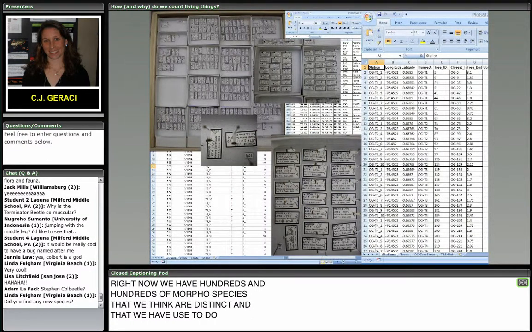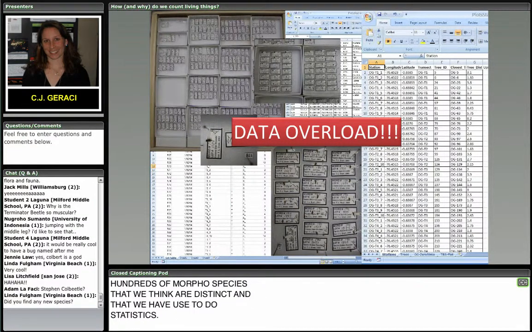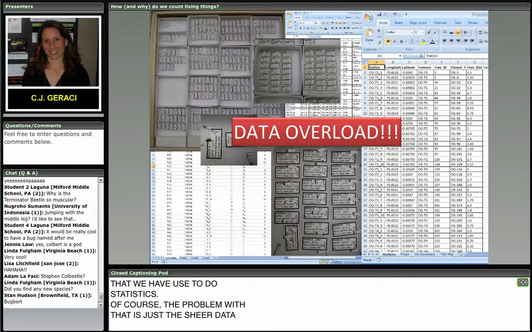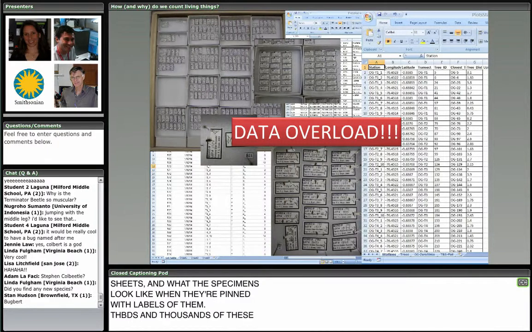Of course, the problem with that is just the sheer data overload. This is just a collection of snapshots from all the Excel spreadsheets that we had. These are what the specimens actually look like when they're pinned with labels on them. You can imagine thousands and thousands of these records and thousands of specimens all in drawers. What Michael's going to talk about next is how we took all of these different types of data and put them into a database that we are still finishing building, a geographic information systems database to organize all of these.